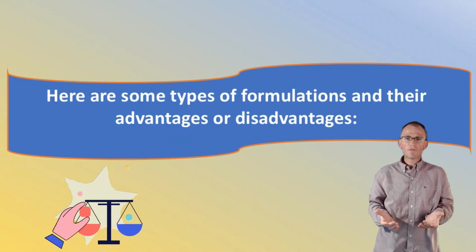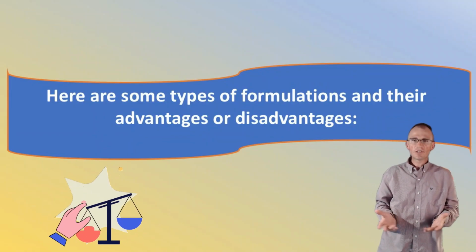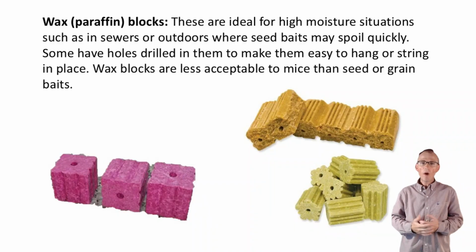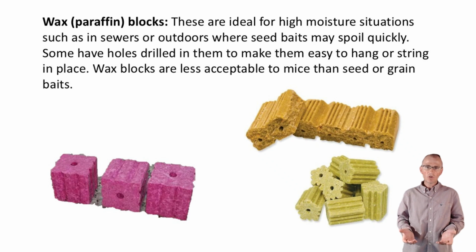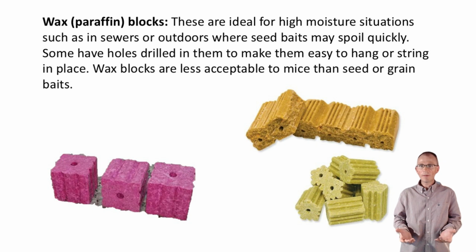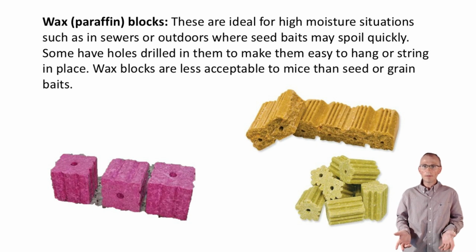Here are some types of formulations and their advantages or disadvantages. Wax, paraffin blocks. These are ideal for high moisture situations, such as in sewers or outdoors where seed baits may spoil quickly. Some have holes drilled in them to make them easy to hang or string in place. Wax blocks are less acceptable to mice than seed or grain baits.